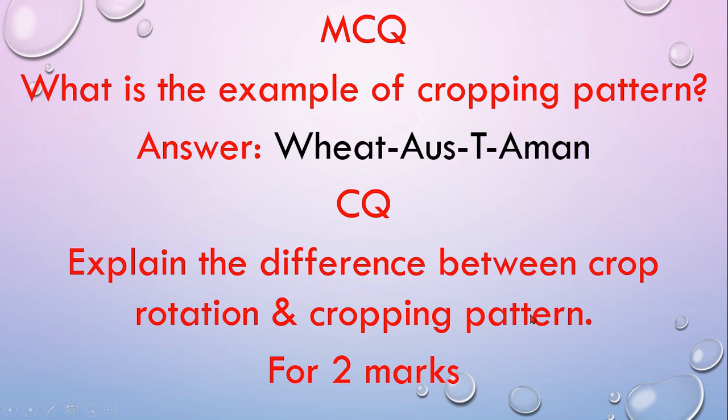So this is all about the section of farm and farm management. You can get this type of MCQ, like what is the example of cropping pattern: wheat, aush, and aman. You have to memorize this one, this type of MCQ from this section. Even for a creative question, explain the difference between crop rotation and cropping pattern. This type of creative question.